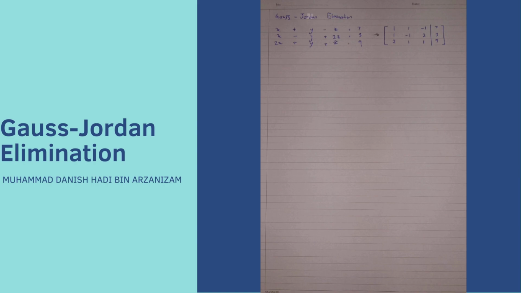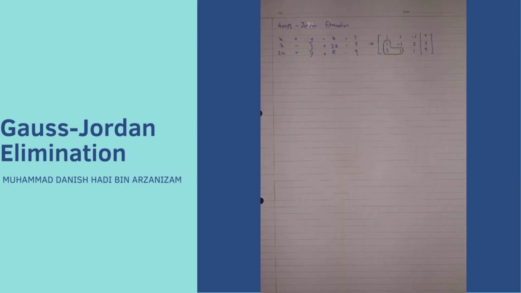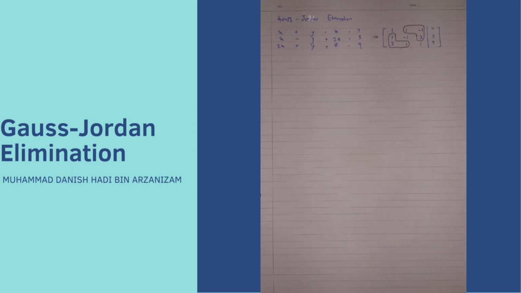So what's the difference between the Gauss elimination and this Gauss-Jordan elimination method? The Gauss method will only change the values to 0 at the bottom left corner and use substitution afterwards, while the Gauss-Jordan method will proceed to change values to 0 at the top right corner.